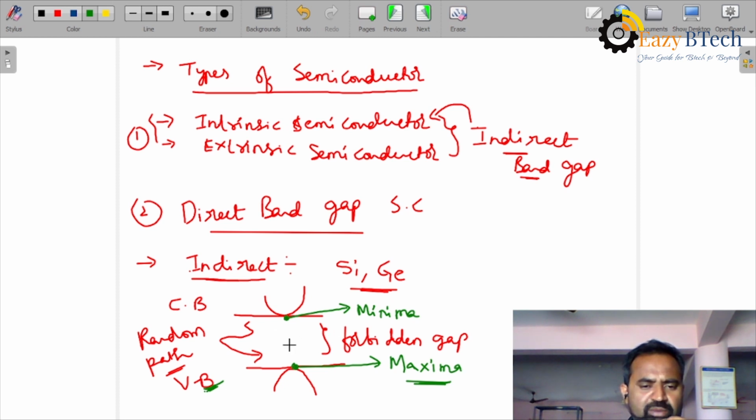Now it depends upon this energy band gap, that is the forbidden gap. The forbidden gap of a semiconductor is 1 electron volt. Now in this indirect band gap, the returning path of the electron is in a random path, not in a straight path.